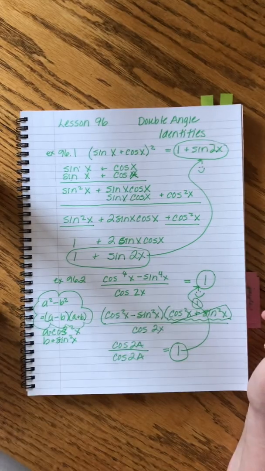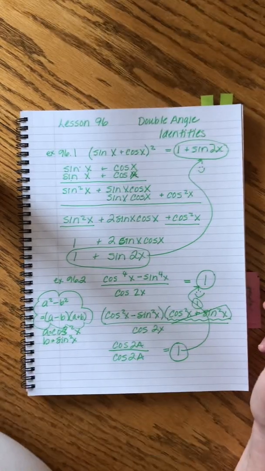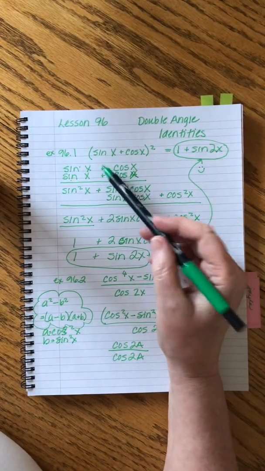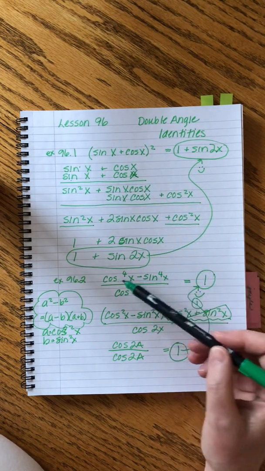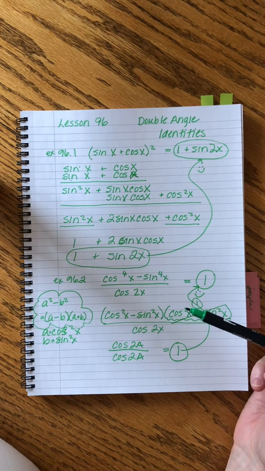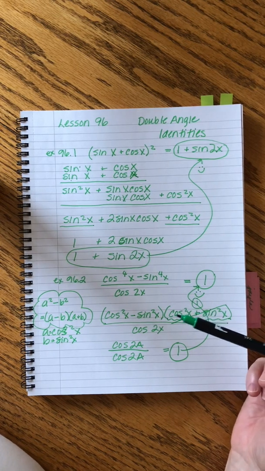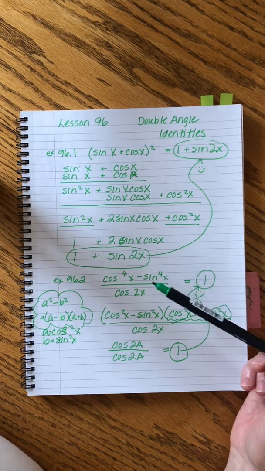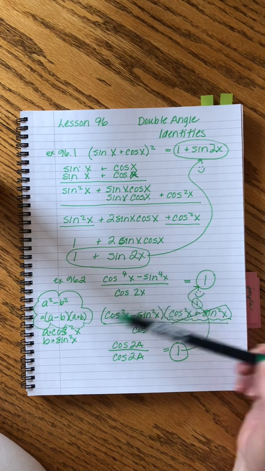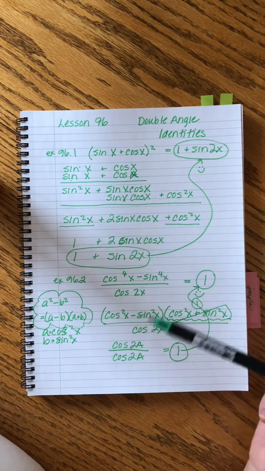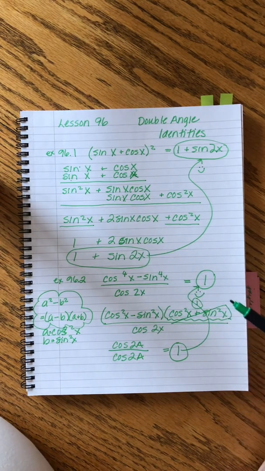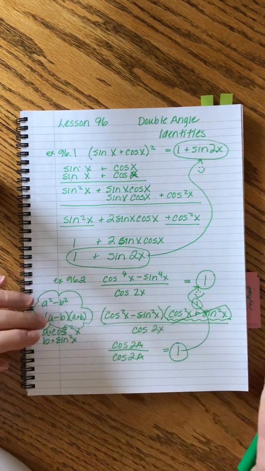Oh, that's not so bad, right? Here we had to do this ugly squaring of the binomial. Here we had to use the difference of two squares theorem. That is the most important part to both of these, okay? Will a problem like this be on the test? Yes. Ask me if you have any questions.